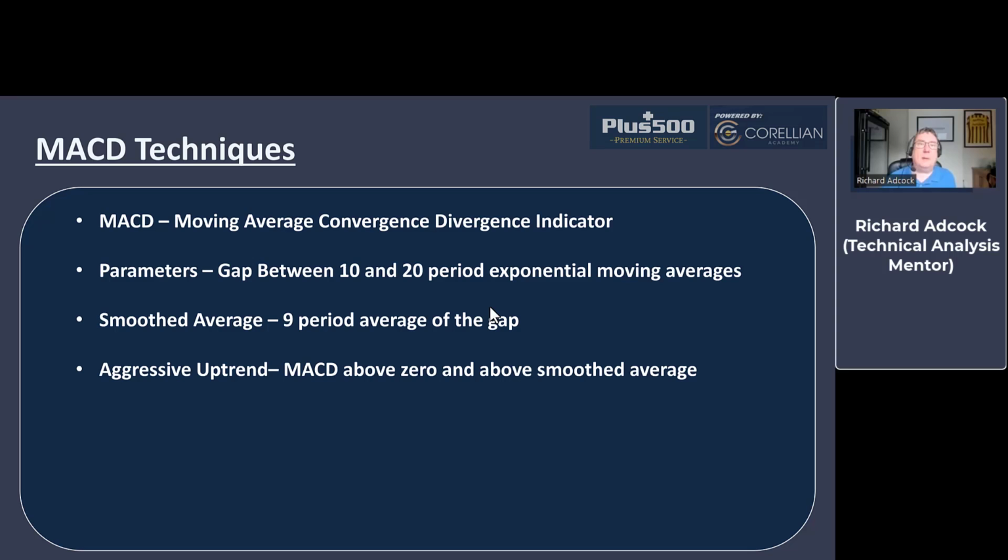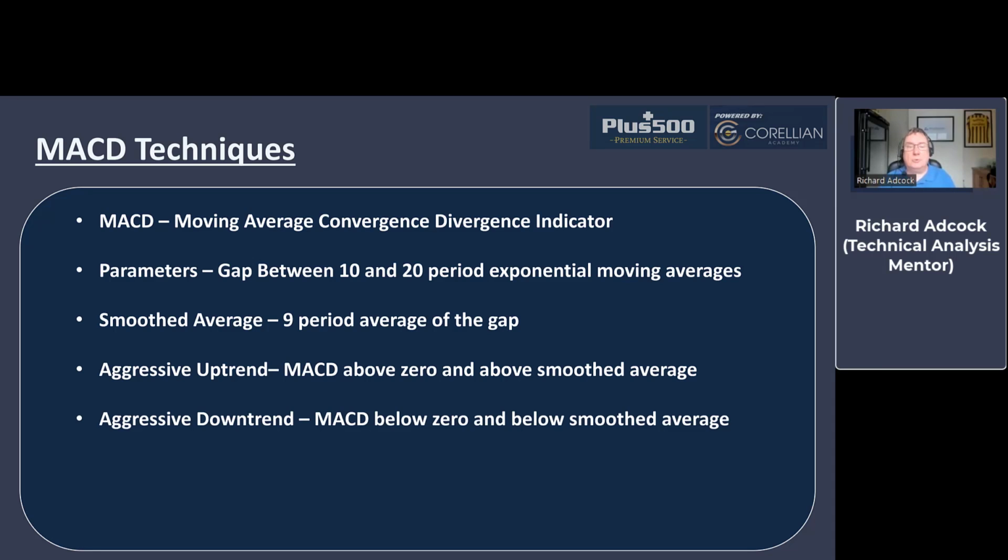So an aggressive uptrend is highlighted when the MACD is above its zero line and above the smoothed average. So this basically is when the market is saying this is in the most aggressive trending condition. The gap between the two moving averages is increasing. The shorter term average is above the longer term, i.e. we're above zero on the indicator line. And that's highlighting the risk and continuation of that more aggressive trending condition within an uptrend.